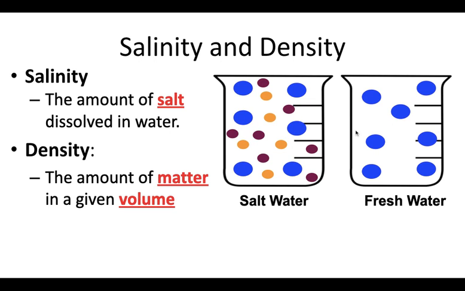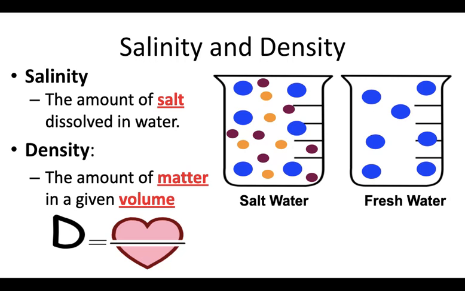Same volume, but different masses. This is all about density. Density is the amount of matter in a given volume. This should remind you of first trimester when we spent some time with density and we had a formula for density. D equals M over V. Density equals mass divided by volume.